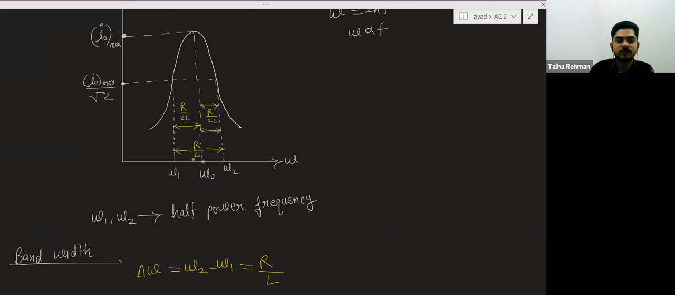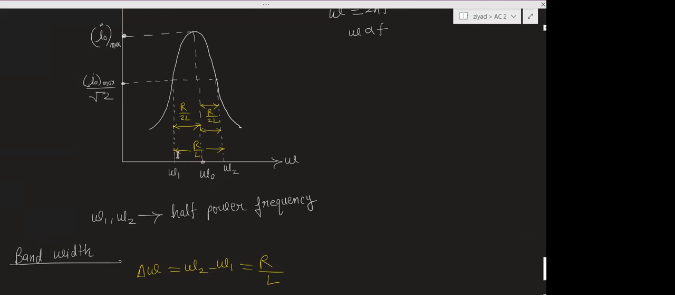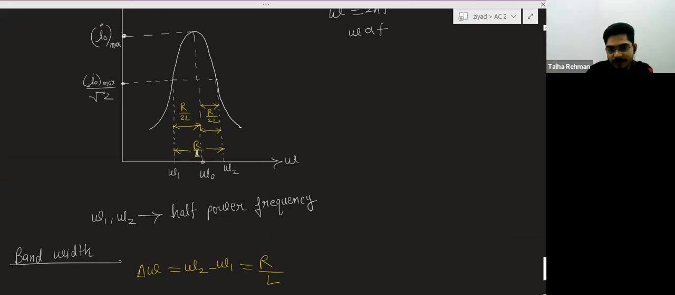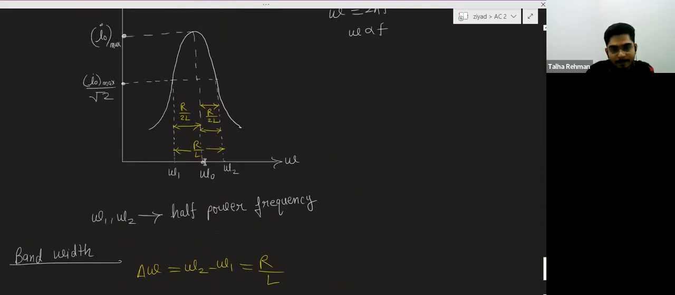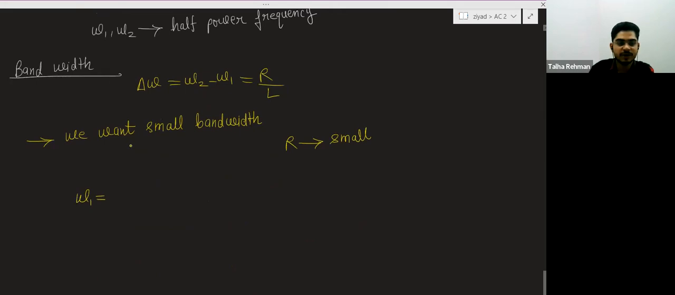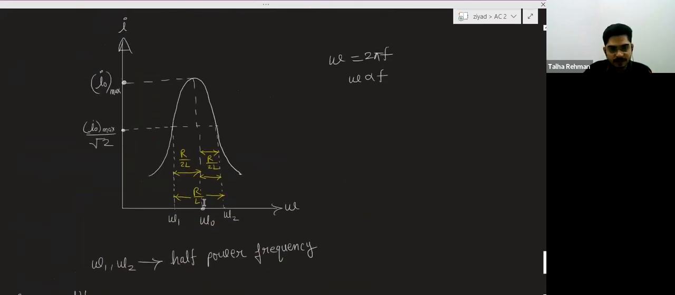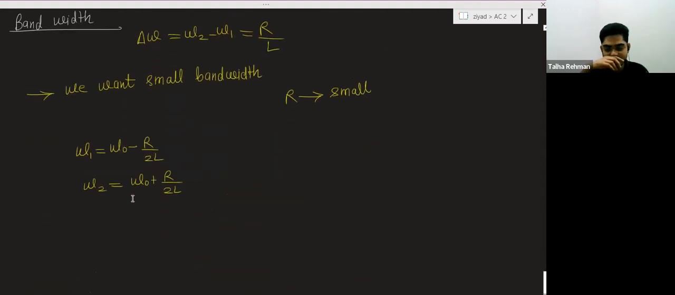Bandwidth is R by L, so this distance will be half of R by L, that is R by 2L, and this is also R by 2L. Now we can write what is omega 1. Omega 1 is equal to omega naught minus R by 2L, and omega 2 is omega naught plus R by 2L. This distance is omega naught and this distance is R by 2L, so the whole distance is omega 2.